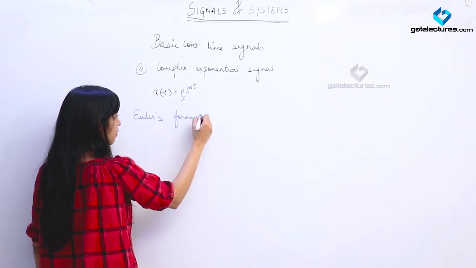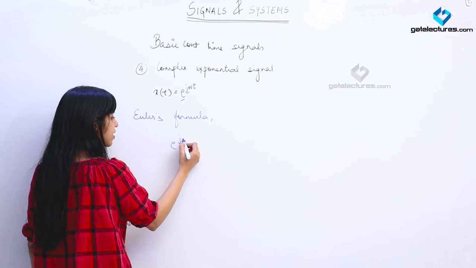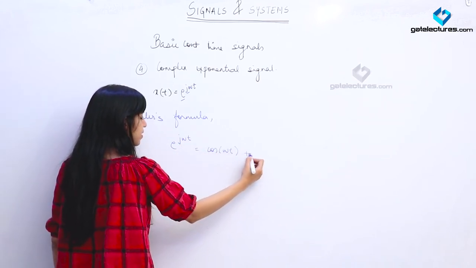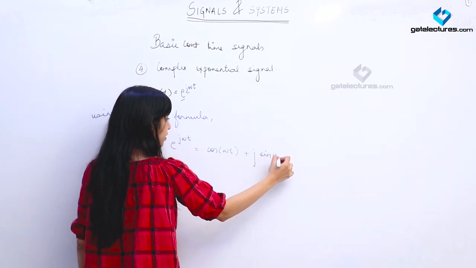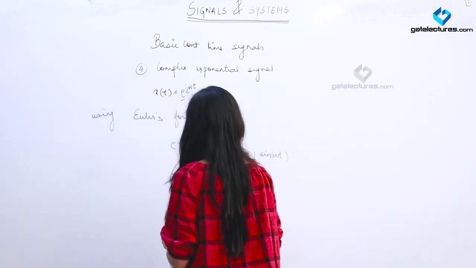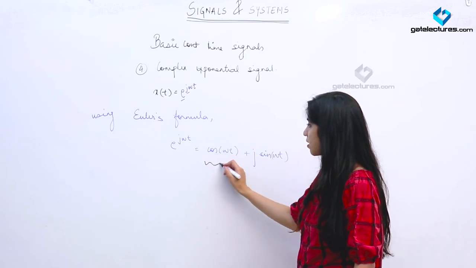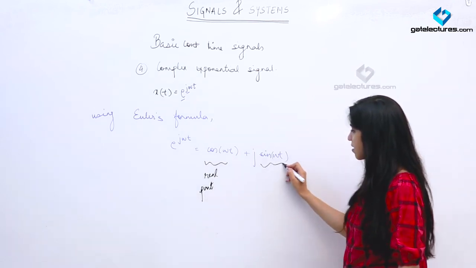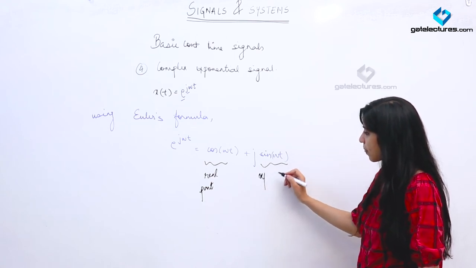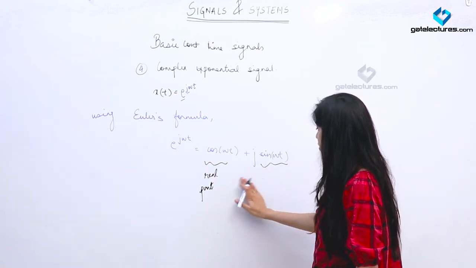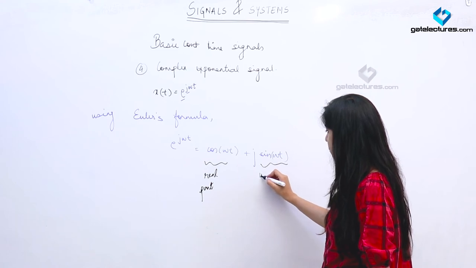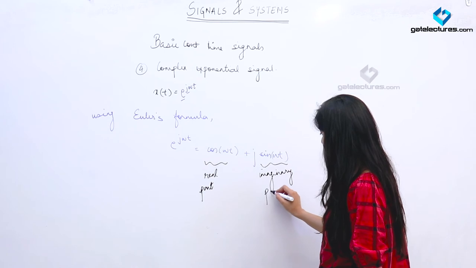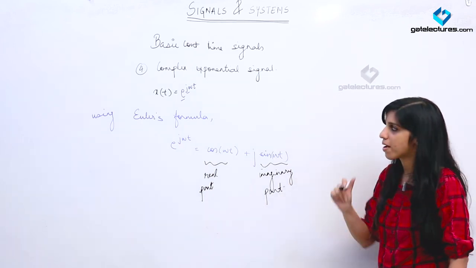using Euler's formula, this e to the power j omega t can be written as cos omega t plus j sin omega t. So this cos omega t is going to be the real part of this signal, whereas this j sin omega t is going to be its imaginary part.